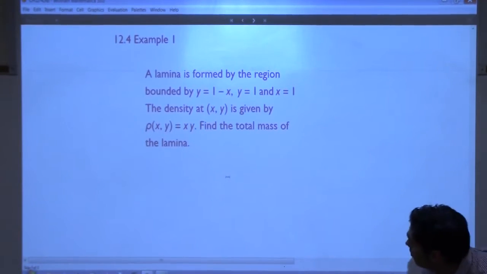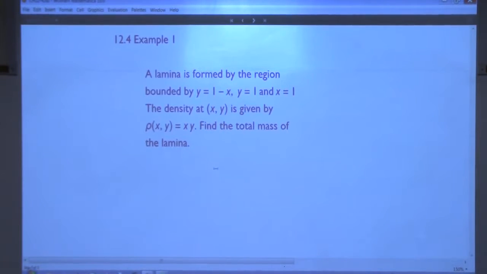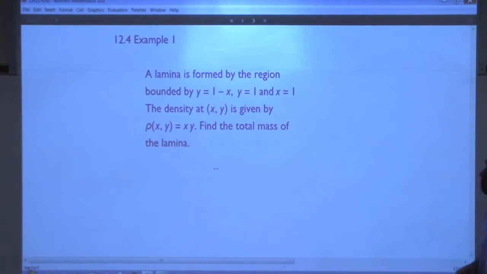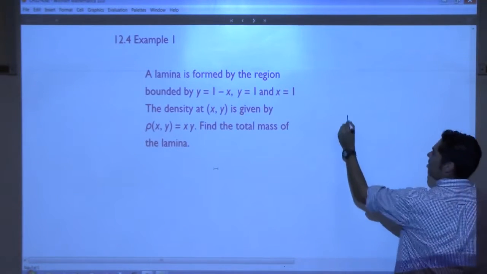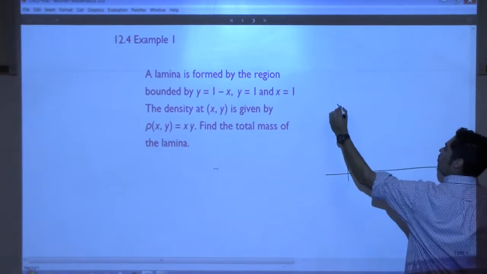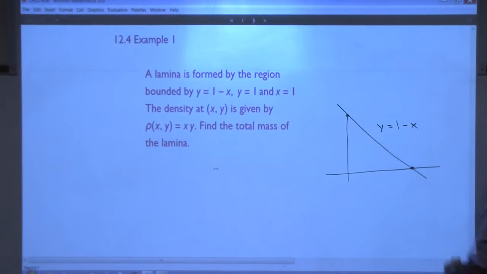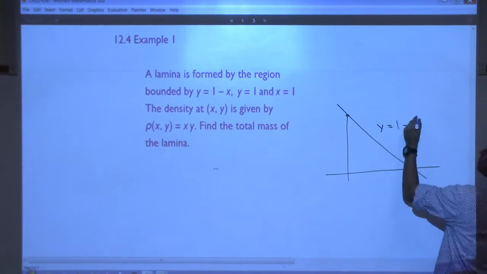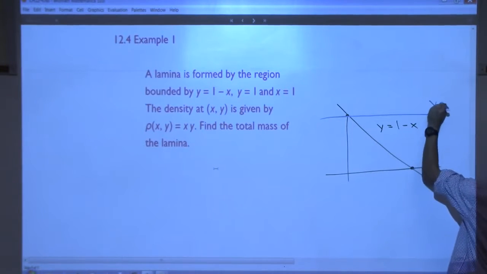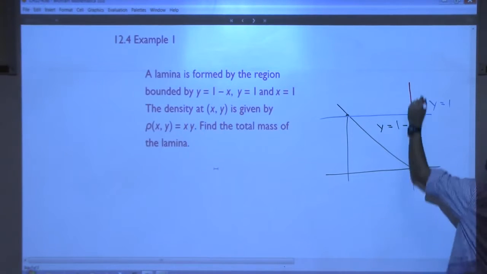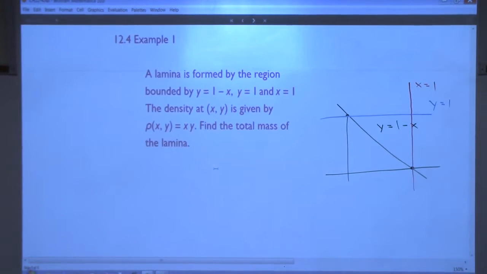So a lamina is formed by the region bounded by these curves. The density is given by this density function. Find the total mass. So this one's going to go fast. I have a lamina bounded by 1 minus x, y equals 1, x equals 1. So y equals 1 looks like this. X equals 1 looks like this. Everybody see the region bounded by those three?